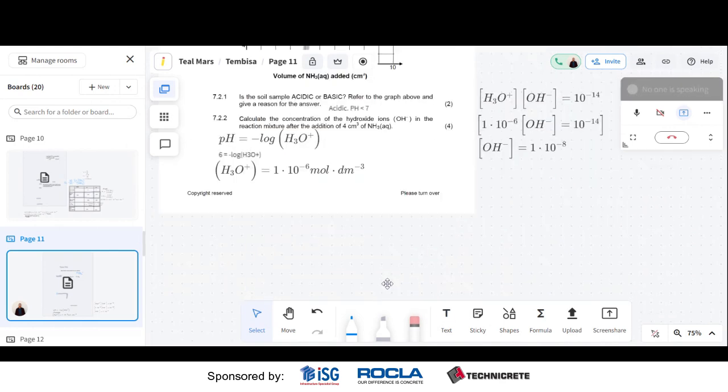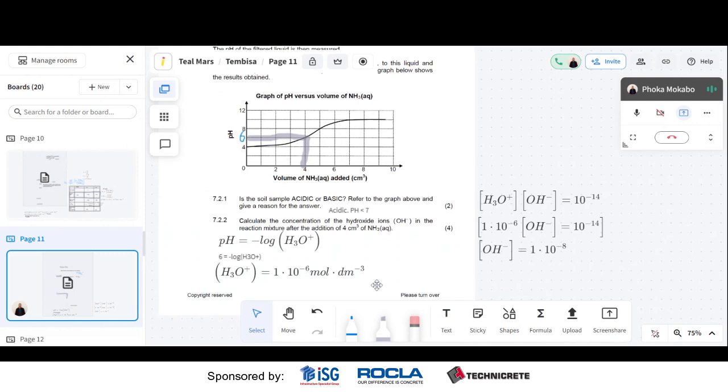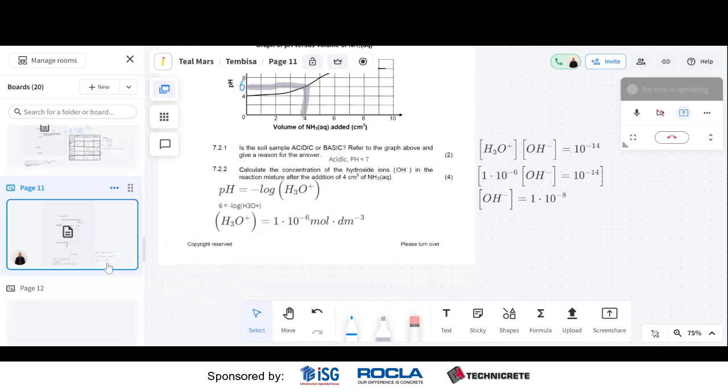Okay, that would be 7.2.2. So understanding the fact that even though they want the concentration of hydroxide, but you can only find the concentration of hydronium, there is an equation that relates both of them over here, and you would still be able to find the answer. The other part would be to notice that the volume is 4 when the pH is 6. Okay, pretty straightforward. Let's move on.